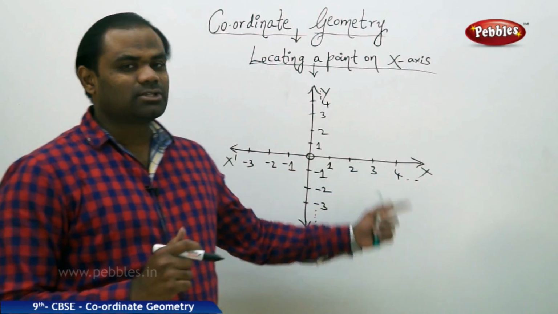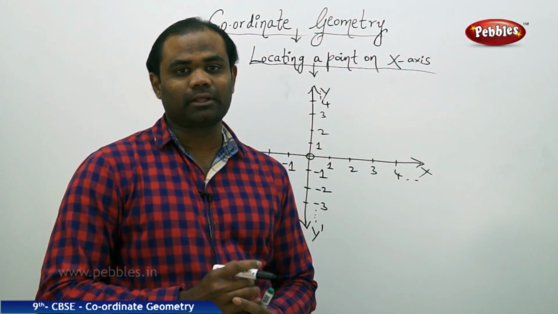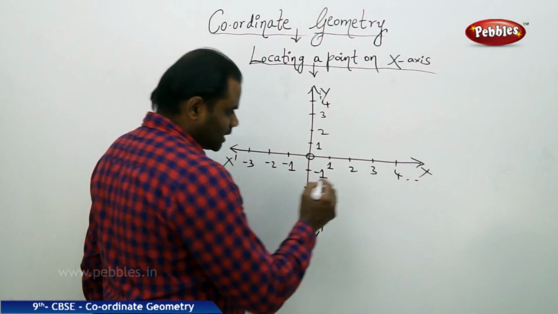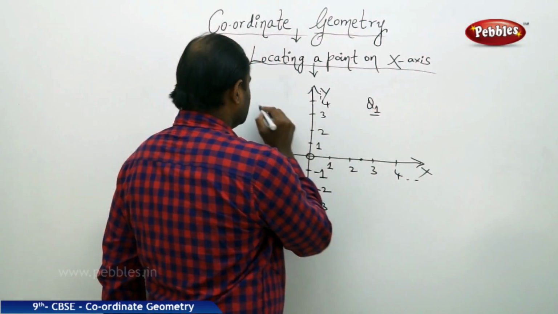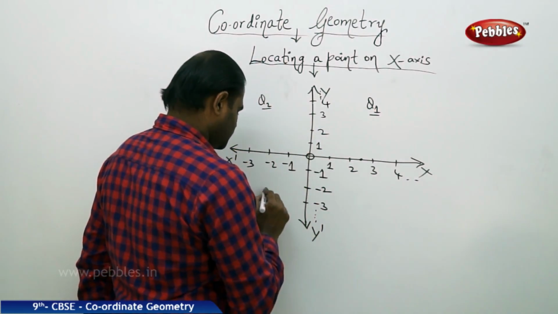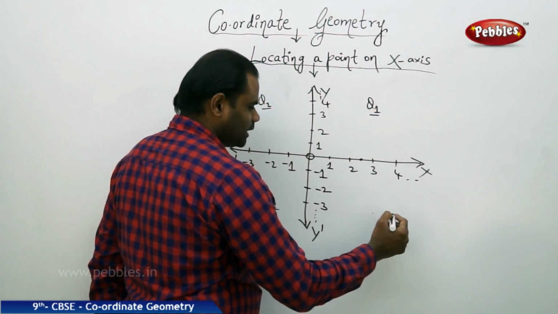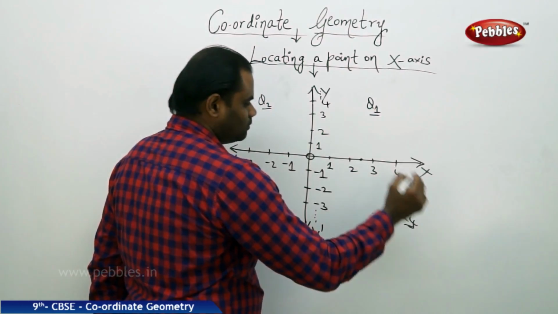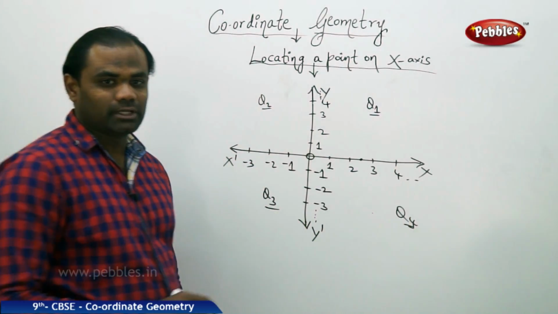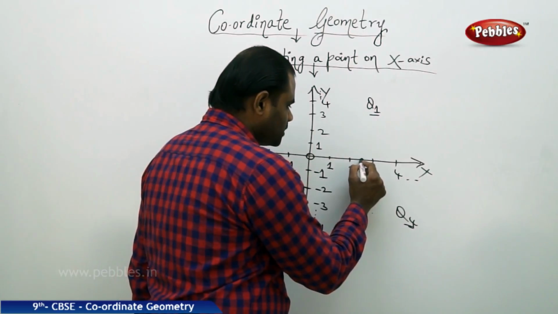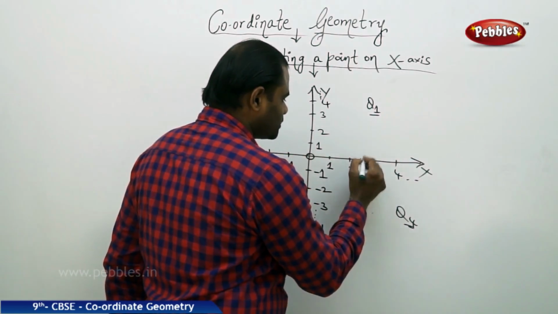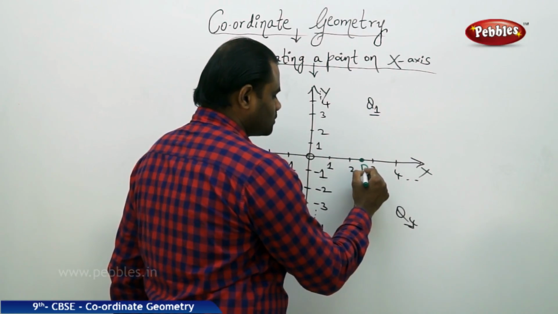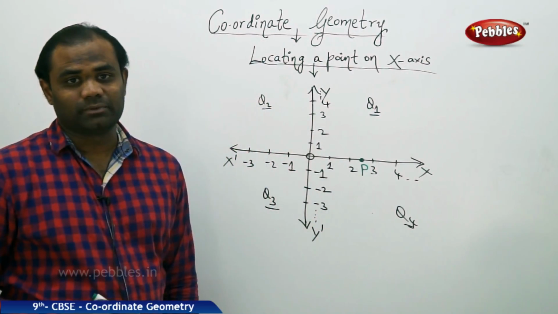Now I have these points located here in the Cartesian plane. Now I wanted to locate a point exactly here. Here lies Q1, here lies Q2, here lies Q3 and here lies Q4. Now the question is to locate a point P at this region. So how do I locate this point P exactly in between?